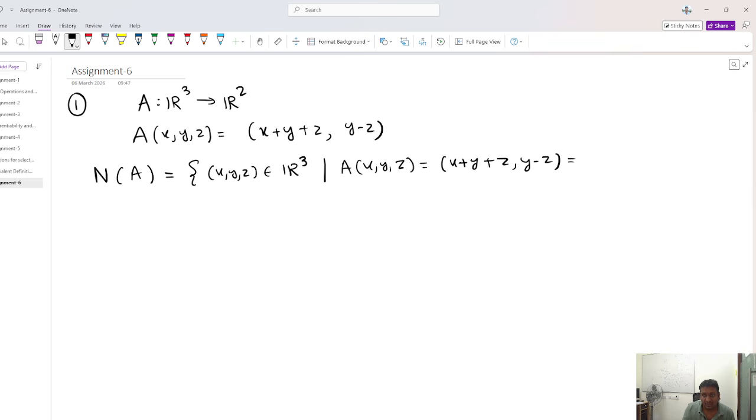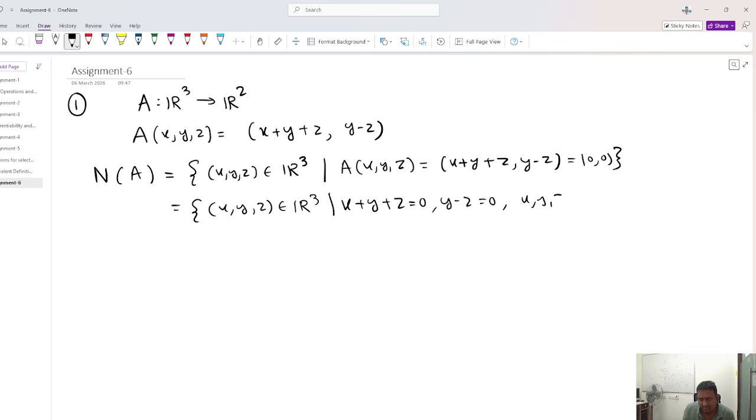So this should be what? Zero. That's the definition of null space. All the vectors in the domain which get mapped to zero by an operator. What does the zero there mean? This is the zero of R2. So this is 0 comma 0. What this implies, guys: x, y, z in R3 such that x plus y plus z equals 0, and y minus z equals 0.